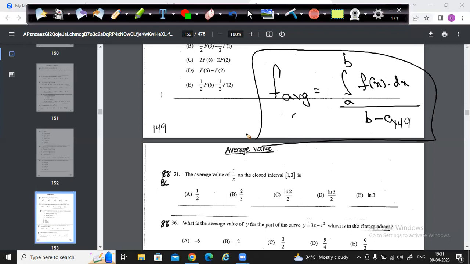So simple function, right? The average value of 1 by x over the interval is the integral of 1 to 3, 1 by x dx, upon 2. That should be your answer. Please do give me the answer for this question.